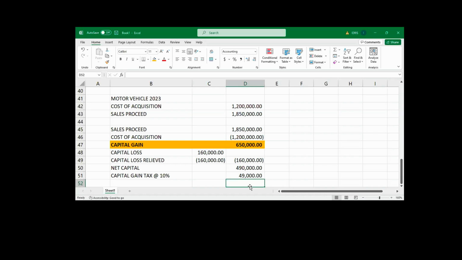Sir, this capital loss relief, is it the amount that they will deduct, not a percentage of the capital gain? No, not a percentage of the capital gain. It is the capital loss. You can see my illustration.